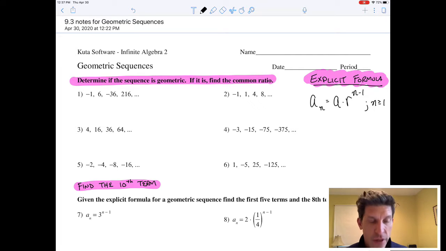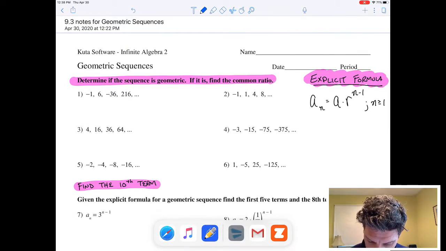You should have 9.3 notes for geometric sequences open. The highlighted stuff in pink is the stuff we're going to go over. So let's begin right away. I'll write in blue today, and it says in the beginning, determine if a sequence is geometric. So let's talk about how that works.